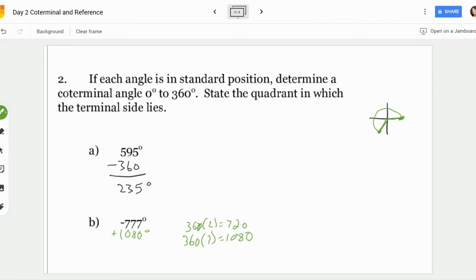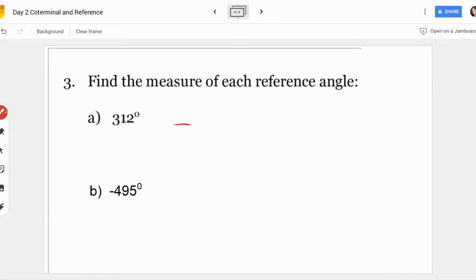Okay, and then that's going to be negative 777 plus 1080, 303 degrees. And if you needed to graph that, you would just start at the initial side again, and it's positive, so we're going counterclockwise. 90, 180, 270, 303, and somewhere in there. Not exactly sure. Certainly before 315, which would be half a second learning target.